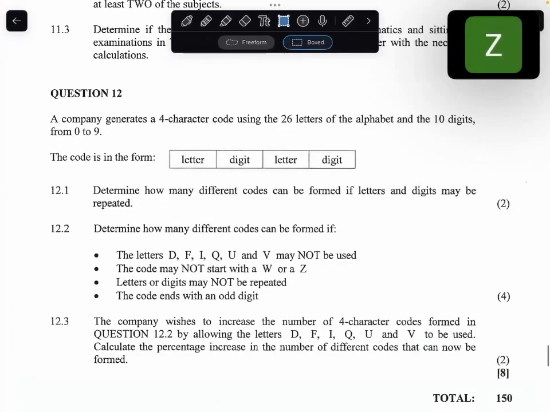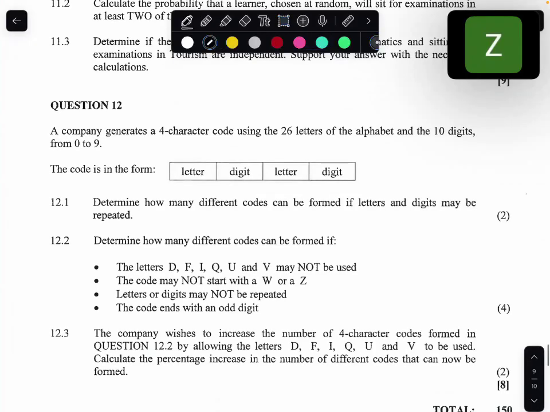Okay. Final question here in this paper, question 12. A company generates a 4-character code using the 26 letters of the alphabet and the 10 digits from 0 to 9. The code is in the form letter, digit, letter, digit. Determine how many different codes can be formed if letters and digits may be repeated. So the letter then can be 26, right? The digit can be 10, there's 10 digits. If the letters and digits may be repeated, then this is 26 and 10. So the first 4-digit code can be 26 times 10 times 26 times 10.